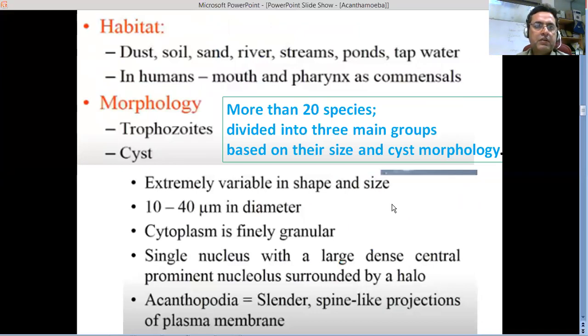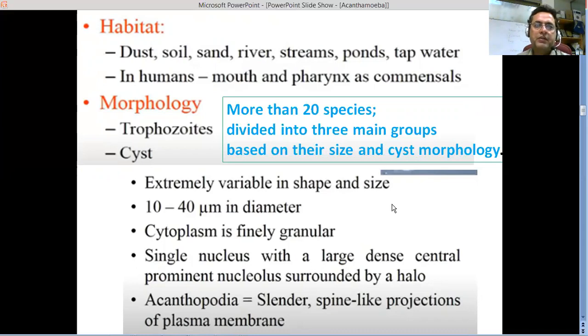The habitat is diverse. It's found everywhere. It's ubiquitous in distribution. If you look at the morphology, there are two major forms, trophozoites and cyst, and it is found in these two forms. There are more than 20 species of this particular parasite, and they are divided into three groups based on the morphology of the cyst, the size of the cyst, or the appearance of the cyst.